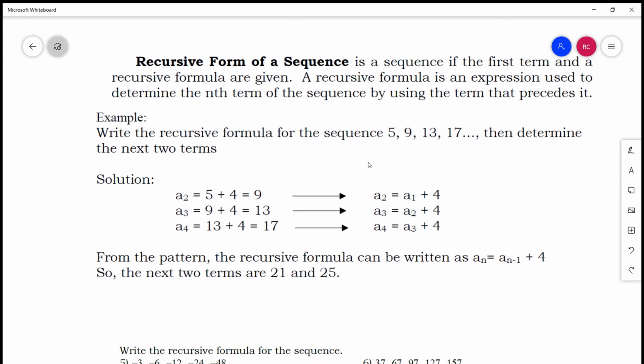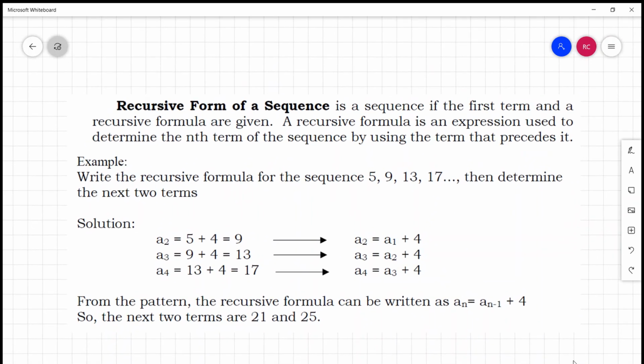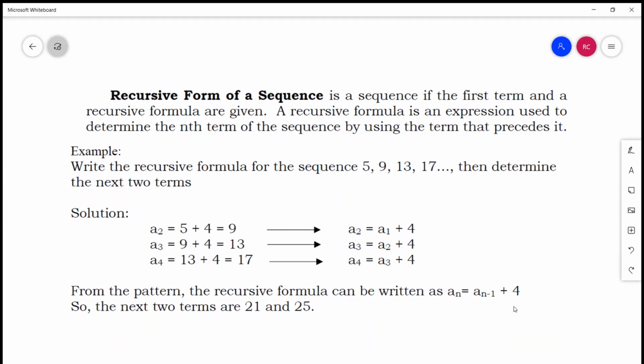So what is a recursive form of sequence? A recursive form of a sequence is a sequence if the first term and a recursive formula are given. A recursive formula is an expression used to determine the nth term of the sequence by using the term that precedes it. Meaning, makukuha natin yung nth term na gusto natin gamit ang term na sinusundan nito.